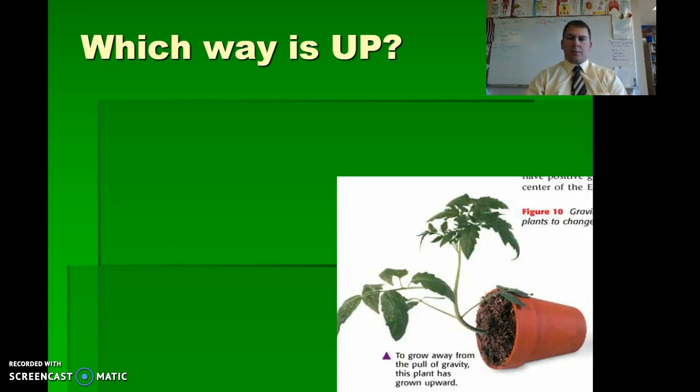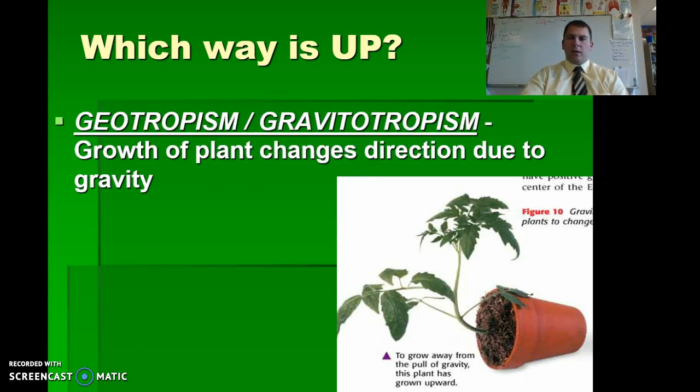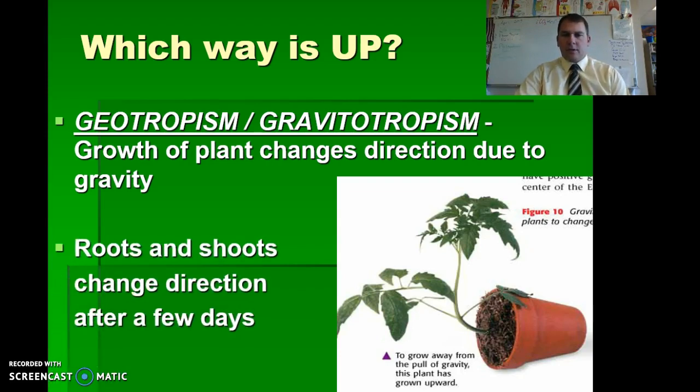Now we are going to talk about growth in response to gravity. You will hear both terms used intertwined. Geotropism or gravitotropism. Gravitotropism is growth of a plant direction due to gravity. I recommend you write that down. There is growth by the roots as well as the shoots.